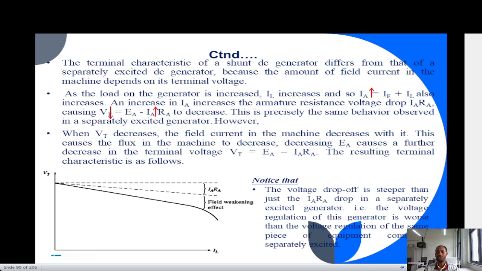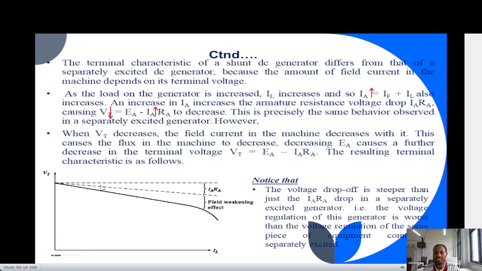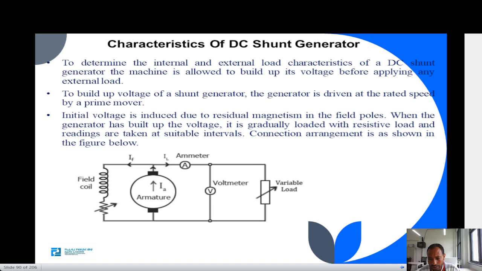The terminal characteristics of a shunt DC generator differ from those of a separately excited DC generator because the amount of field current in the machine depends on the terminal voltage. In this case, the terminal voltage is the one affecting IF. But in the case of a separately excited generator, since they are separated, there is no connection in between. Here, IF is going to be controlled by the terminal voltage. That is their difference.